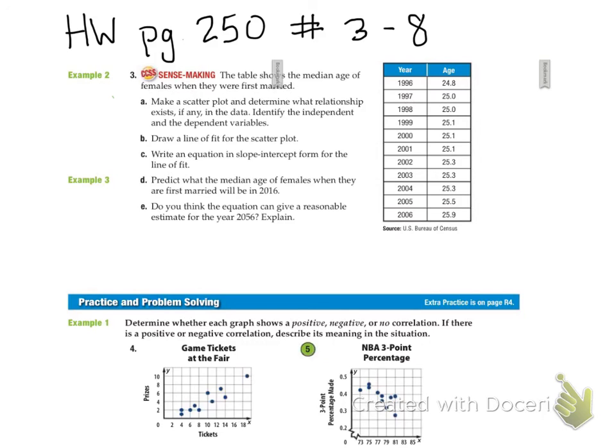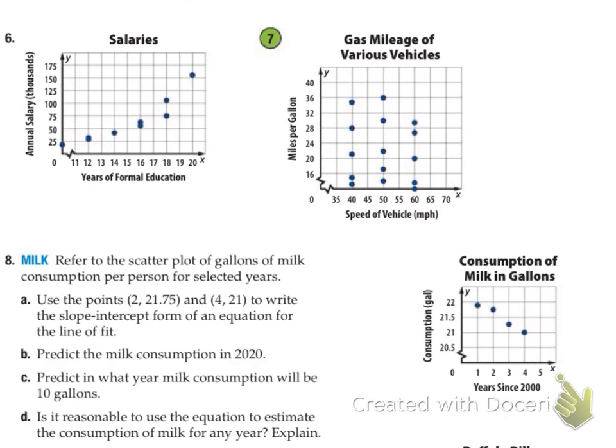So you got number 3 where you have to make a scatter plot. 4, 5, 6, 7 are just correlation. And then number 8, you're going to have to use the scatter plot. Okay, so you only have to make 1 scatter plot. Shouldn't be a lot. You should be able to finish this.